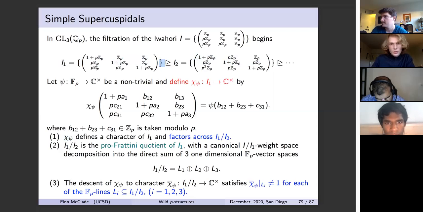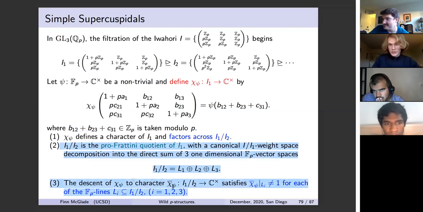And if you stare at this formula, if this matrix belongs to I2, then that means that B12, B23, and C31 are all divisible by p, because I have p Z_p here. Now I have a p squared Z_p up here. So when I take this sum and consider it modulo p, I'm going to get 0. So this character will be trivial on I2, which means that it's going to factor across this quotient. And this quotient has quite an interesting structure, but I'm going to omit it here. Maybe you can ask me about it at some point.